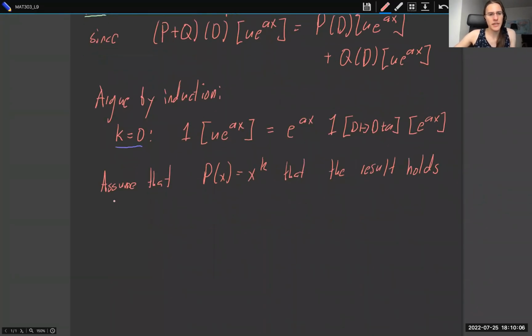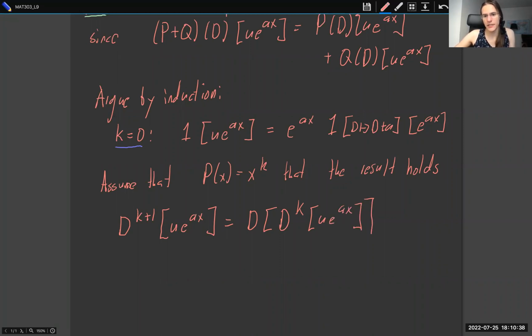Then what we're going to do is consider D to the k plus 1. If we consider D to the k plus 1 applied to u e to the ax, we can alternatively write this as D applied to D to the k applied to u e to the ax. And then by our hypothesis that the theorem is true for k, we get that this is D applied to e to the ax times (D plus a) to the k applied to u.